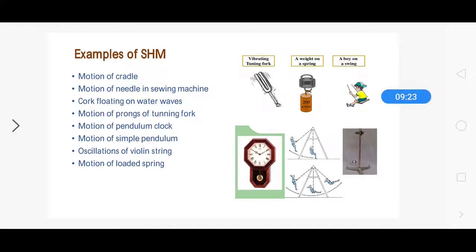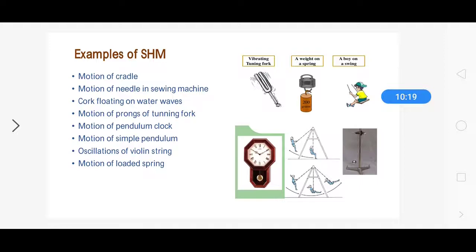You can see that the motions in all these examples are in a straight line. The motion of the pendulum clock makes oscillations in the vertical plane. What is the path of the pendulum clock? It is in a straight line. Next, the motion of the simple pendulum, same as the pendulum clock. Now the oscillations of the violin string. If you pluck the violin string, it vibrates, meaning there is a to and fro motion of the string. So it is a straight line motion. Then the motion of the loaded spring. The loaded spring makes vertical oscillations in an up and down motion. So this is also SHM in nature.